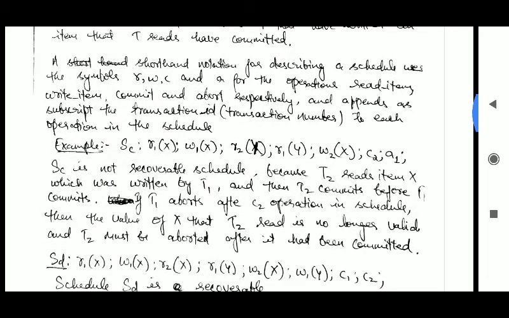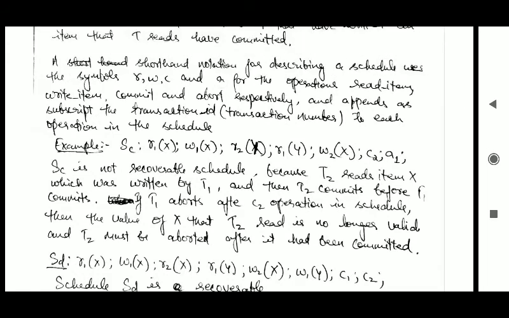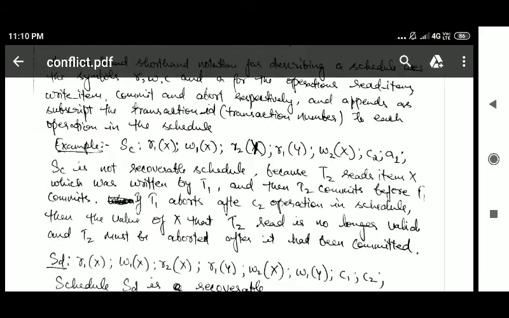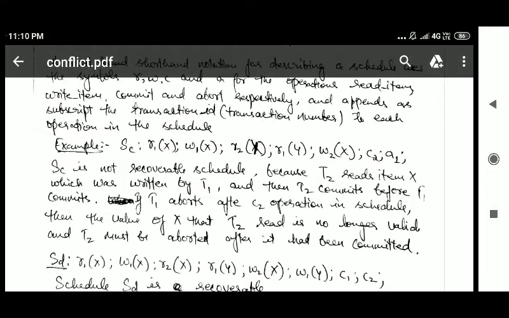A shorthand notation for describing a schedule uses the symbols R, W, C, and A for the operations read item, write item, commit, and abort respectively, and appends as subscript the transaction ID or transaction number to each operation in the schedule.